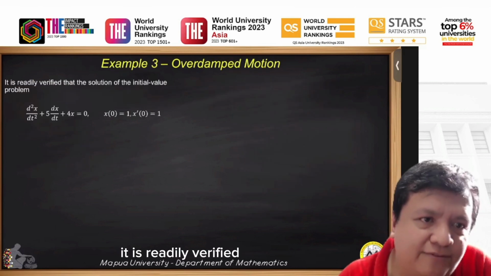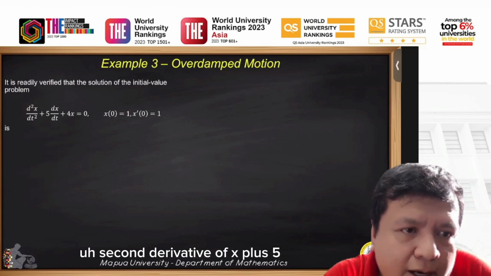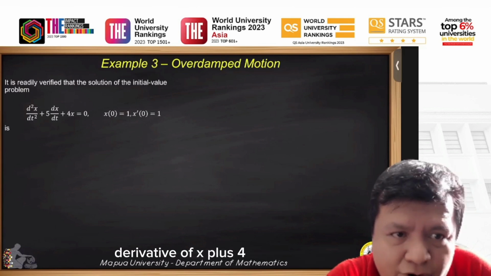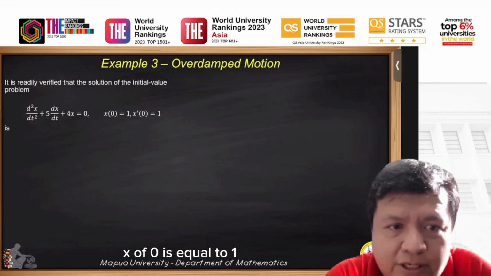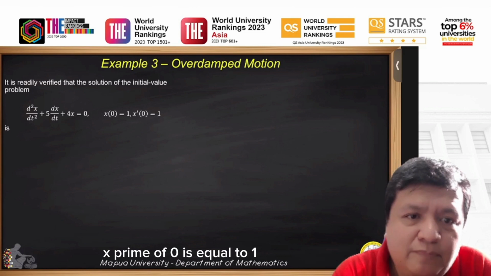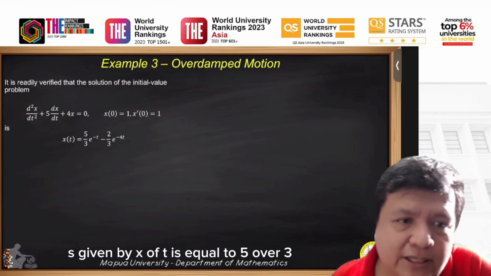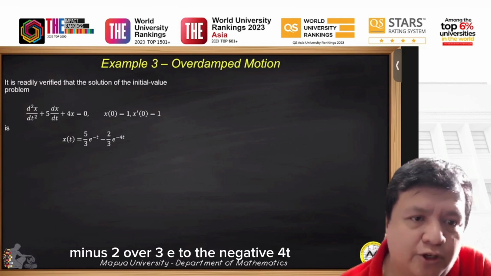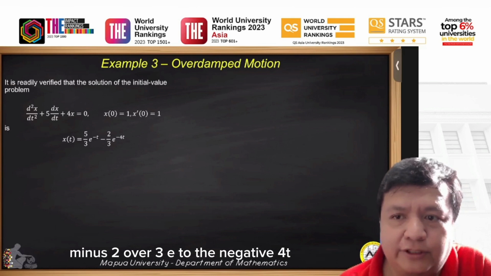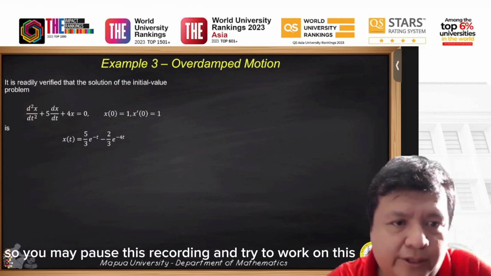It is readily verified that the solution of the initial value problem, second derivative of x plus 5 times the derivative of x plus 4x equal to 0, with the initial conditions x of 0 equal to 1 and x prime of 0 equal to 1, is given by x of t equal to 5 over 3 e to the negative t minus 2 over 3 e to the negative 4t. So you may pause this recording and try to work on this.